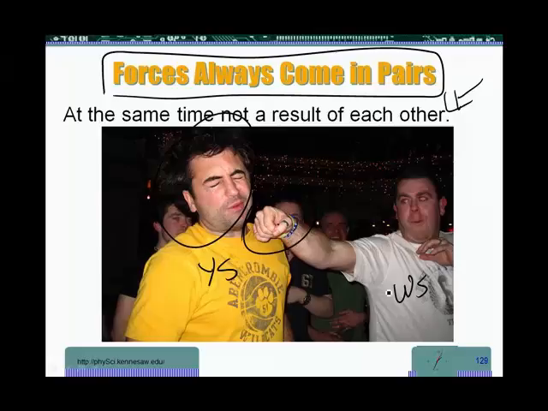Okay? Now, of course, you know that the White Shirt had chosen the location of the hit, chose it on the face, while he got hit on the hand. And the hit on the hand does not hurt as much as a hit on the face. But both of these are of the same magnitude.